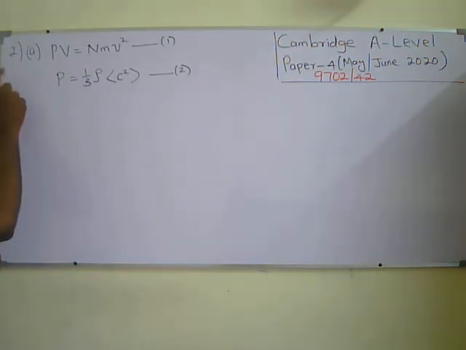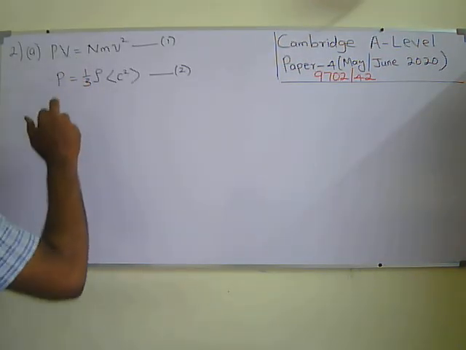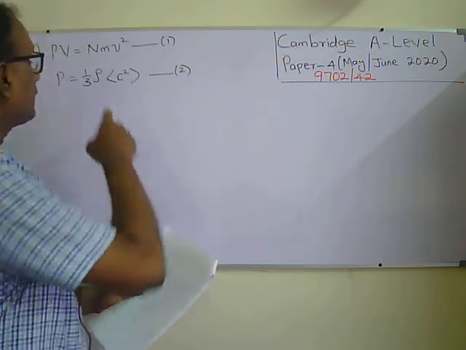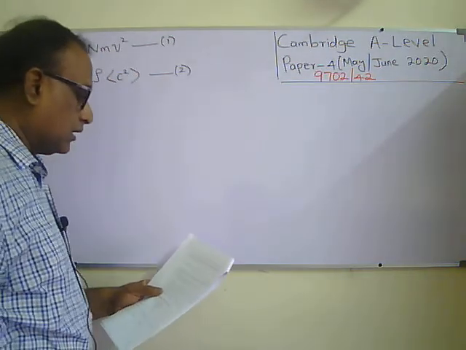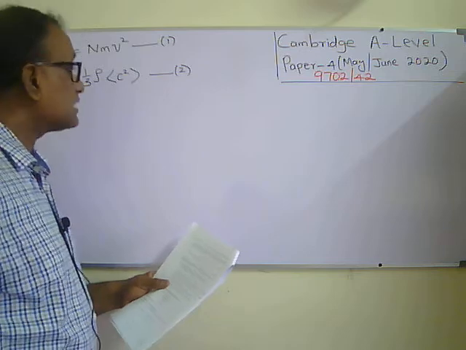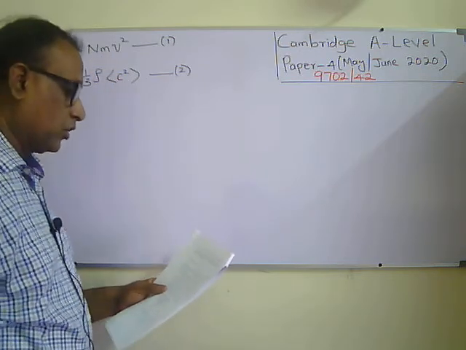Okay, question number 2a part. These two equations are given, and it states a square box of volume V, that's the volume of the box, contains N molecules of an identical gas. Each molecule has mass m. m is the mass of each molecule.